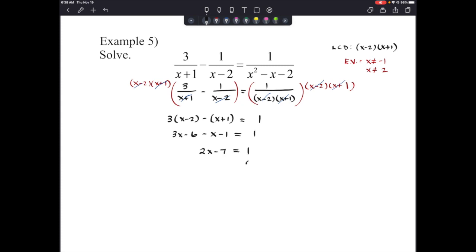We add our 7 to get 8. 2x is equal to 8. We divide each side by 2. We get x equals 4. Okay, so it checks out with our excluded values. 4 should work there. And when you plug it in, it will end up working.